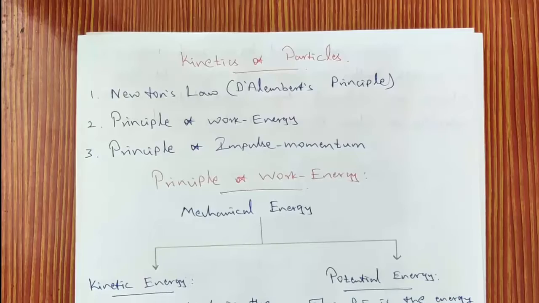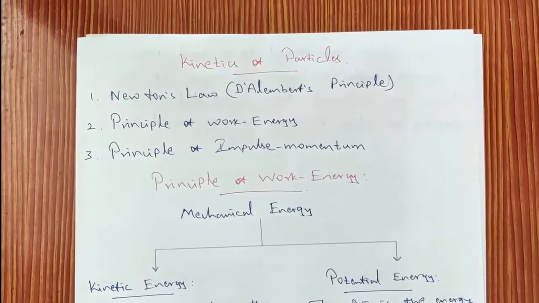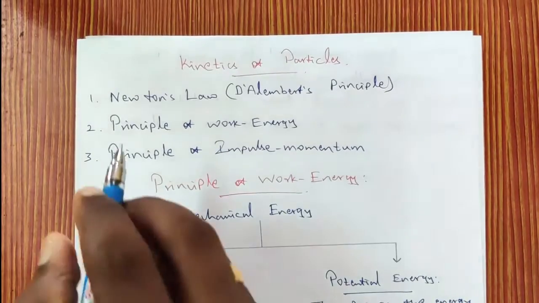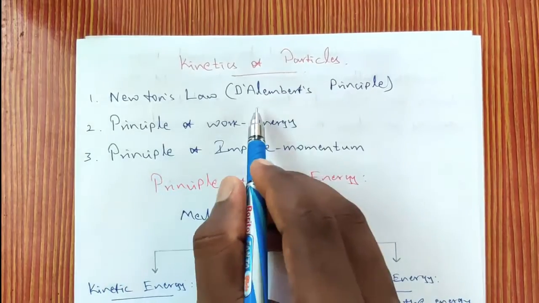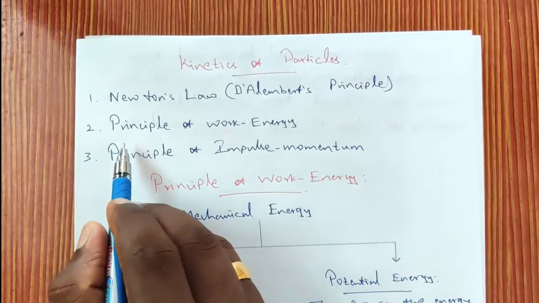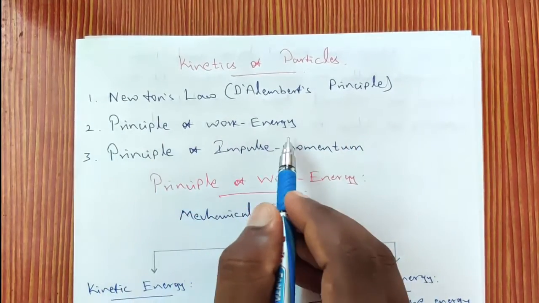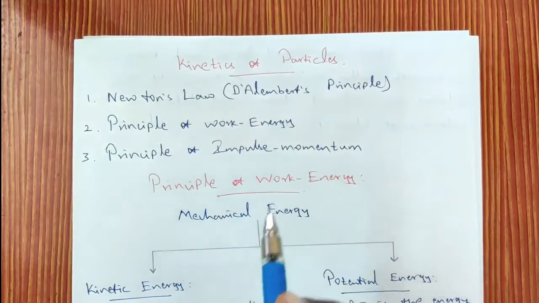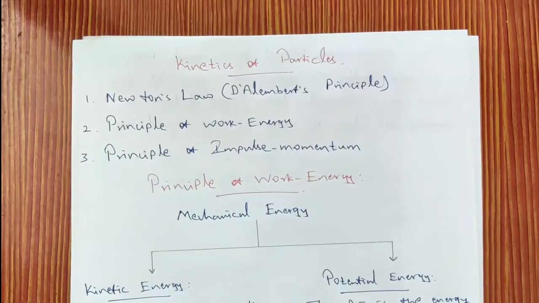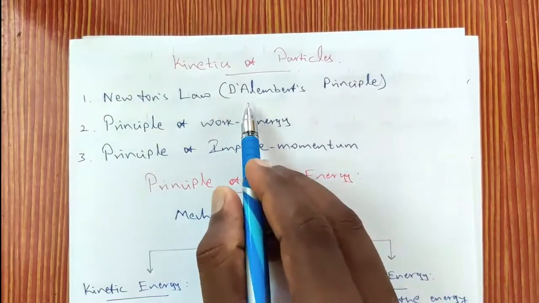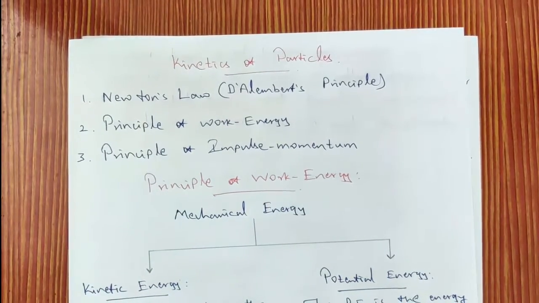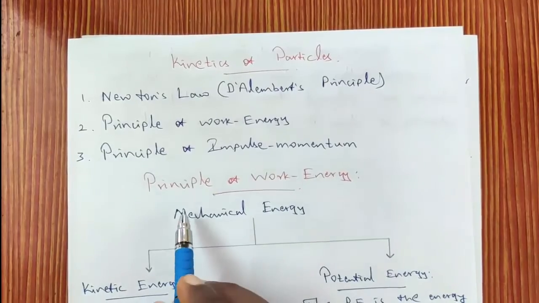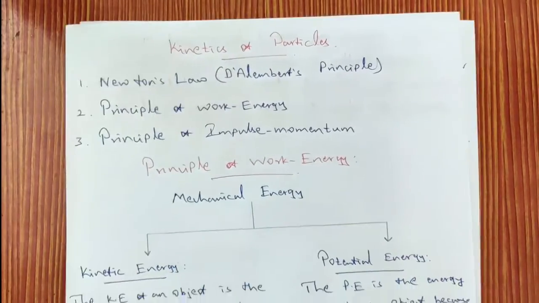In kinetics of particles, we can solve the problem in any one of three methods. The first method is Newton's law or D'Alembert's principle. The second is the principle of work energy. And the third one is the principle of impulse momentum. In the previous lectures, we have solved the problems by using D'Alembert's principle. In this lecture, we are going to see the principle of work energy.